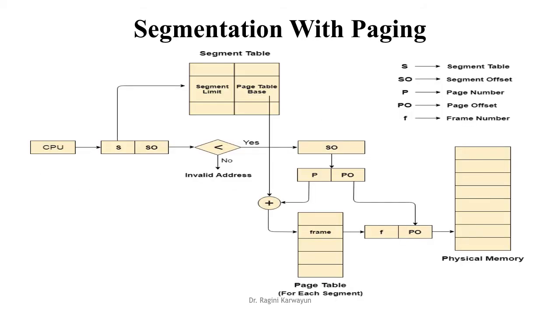Now this diagram represents how the mapping is done from the logical address to the physical address. The CPU issues the address which consists of the segment number and the offset within a segment. Now this offset within a segment consists of the page number and the offset within a page. So these are the further broken components of this value. Now the segment number is used to address the segment table, and from there we get the segment limit and the page table base, the starting address of the page table of that particular segment. Now this segment offset is checked with the segment limit or the length. Again, if it is less than, then only we proceed further.